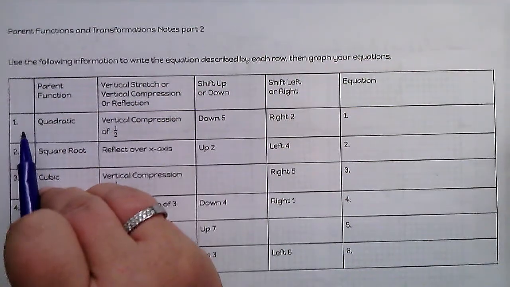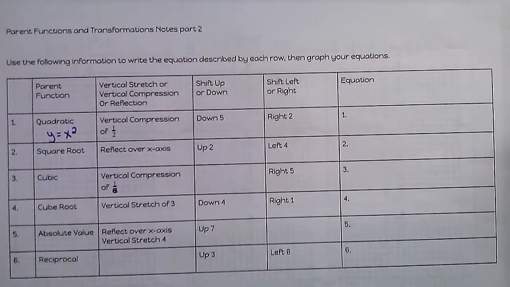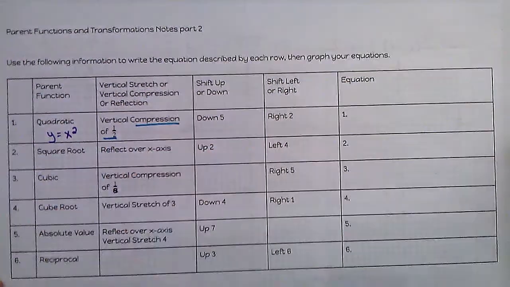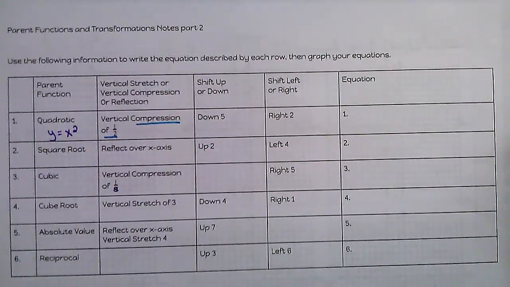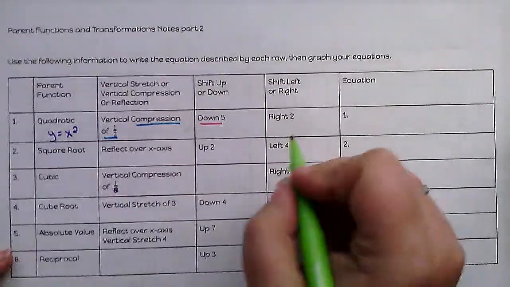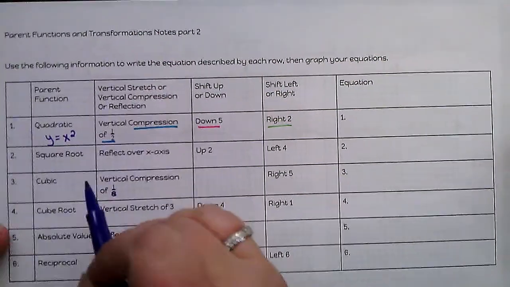So number one, it says my parent function is a quadratic. We know that that is y equals x squared. Then we have a vertical compression. Remember, a compression is when it's between 0 and 1, like 1/2. We are going to be going down 5 and then right 2. And I'm underlining these all in colors because I want to show you what goes with what.